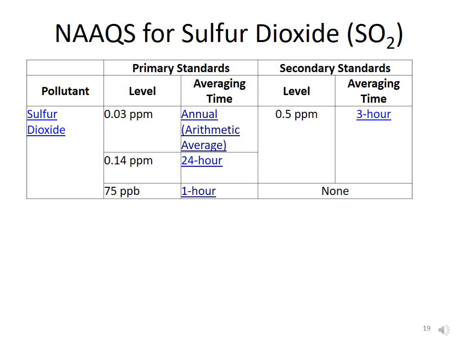Let's take a look at sulfur dioxide. So the 24-hour standard for sulfur dioxide is 0.14 parts per million.